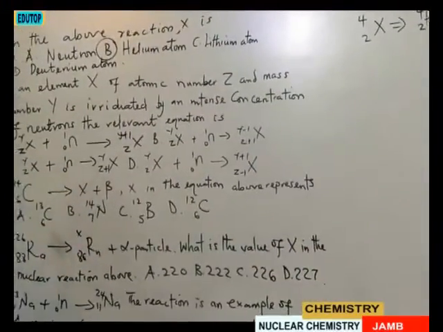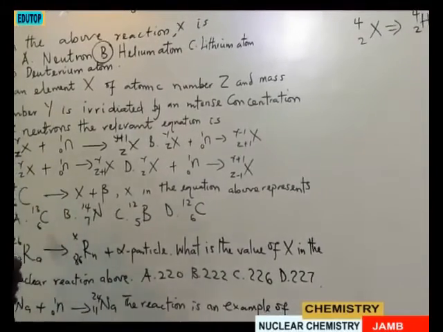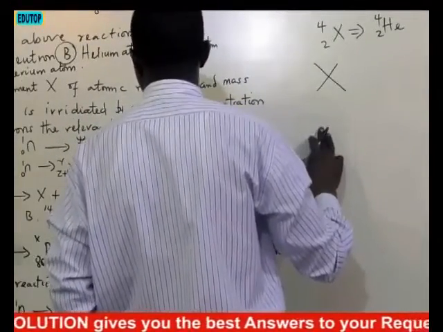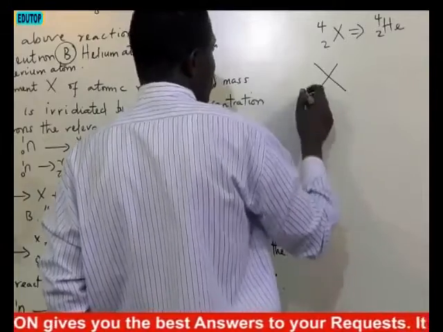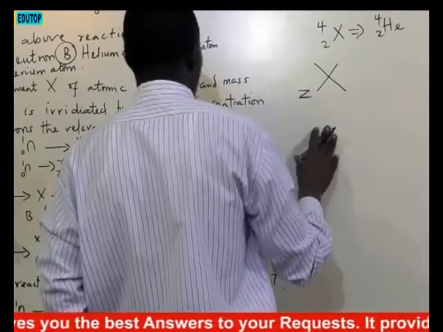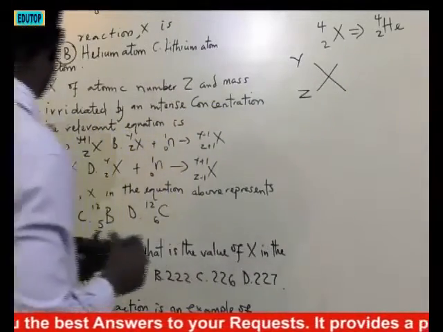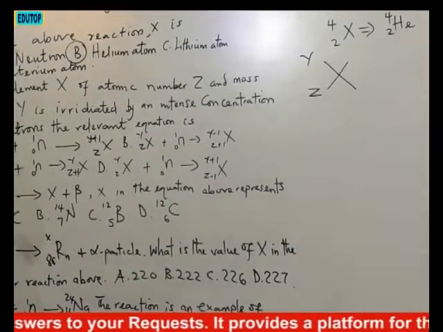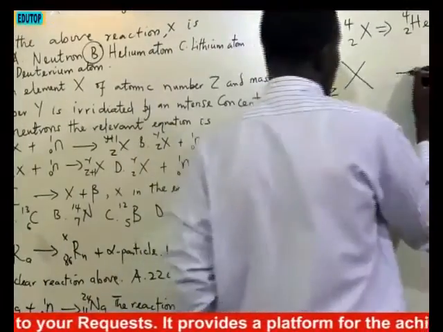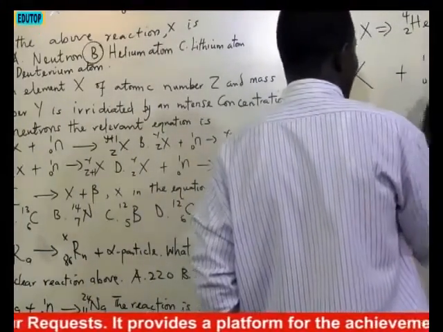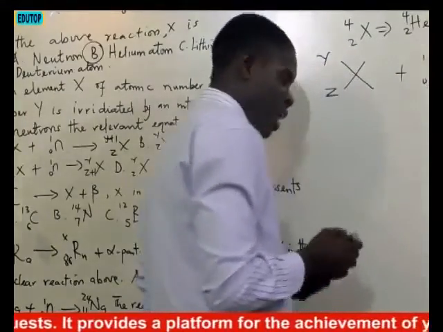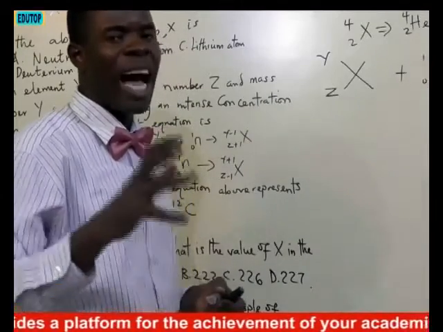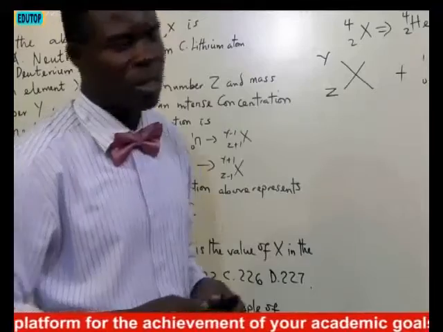Question 2. If an element X of atomic number Z and mass number Y, so that means you have an atom, you have an element X having what? Atomic number Z, so it will be down. Atomic number is expressed down. Mass number Y, so you have it up. Okay, is irradiated by an intense concentration of neutrons. So you are bombarding it with what? Neutrons. That's what it means. And any species you bombard with neutrons is an example of what? It's an example of artificial radioactivity or artificial transmutation. Take note of that fact.